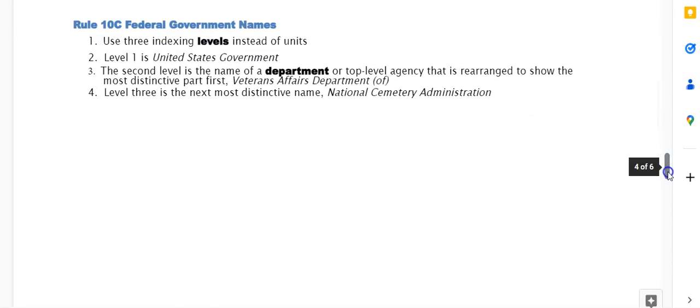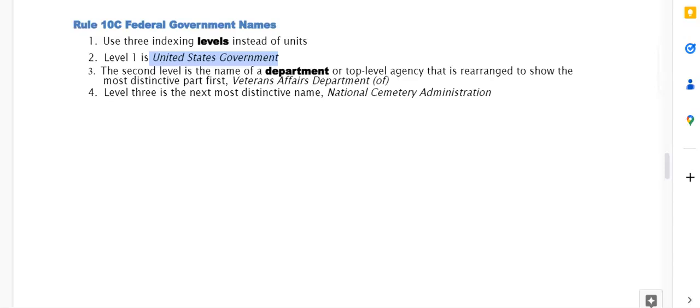Okay, so Rule 10C is a little bit more complicated than that. 10C deals with federal government names. So instead of using units, when you have a federal government name, you use what's called indexing levels. The first level is always going to be United States government. You can think of level 1 basically as a key unit. So United States government level 1 would be an entire key unit.